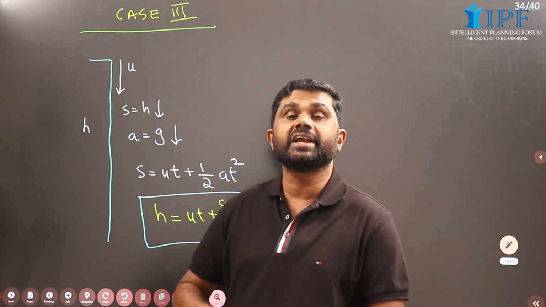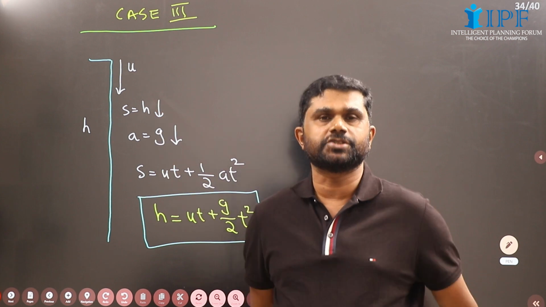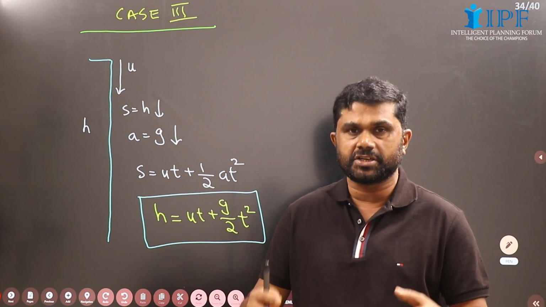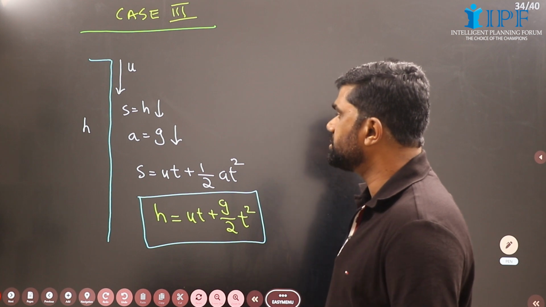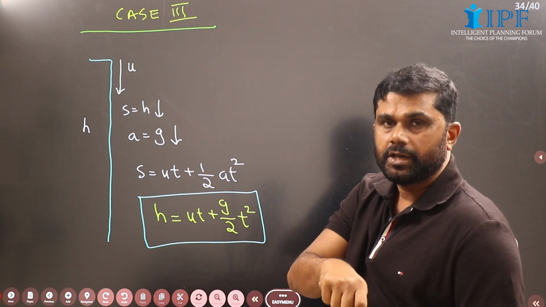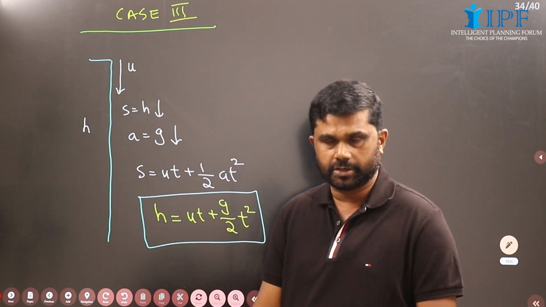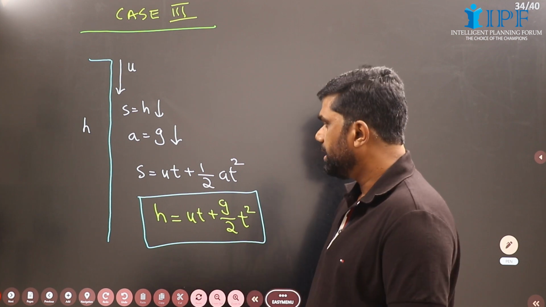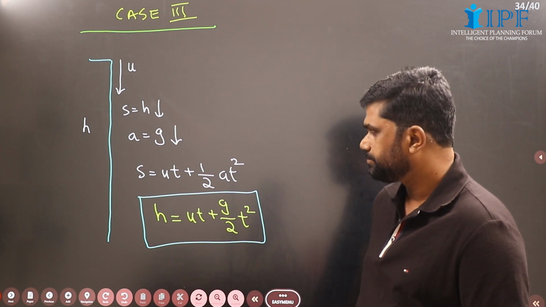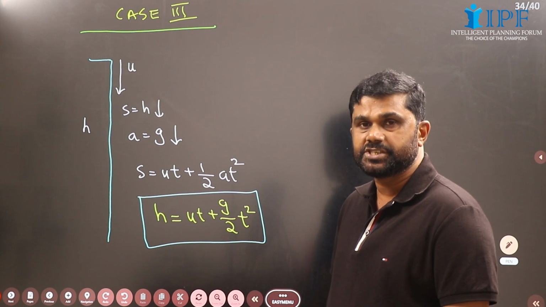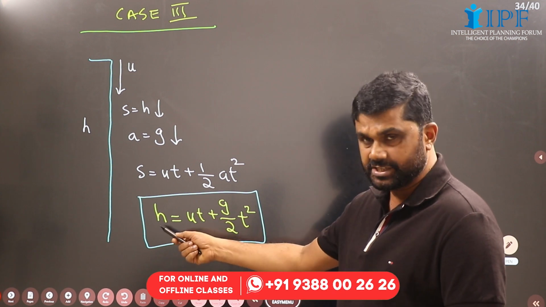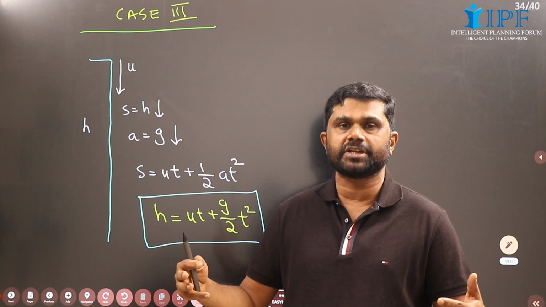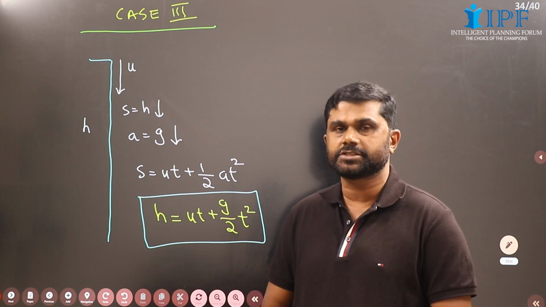This is another case. Instead of releasing, where initial velocity is 0, now the body is thrown down. So it has some non-zero initial velocity directed vertically down, so u is directed downwards. Displacement h is from the top to the foot of the tower, so it is directed downwards, and acceleration due to gravity is always directed down. Let us again apply s = ut + ½at², so h = ut + (g/2)t². Here u, h and g are all directed down, so you need not take the downward direction as negative. There is only one direction, so you can take it as positive.